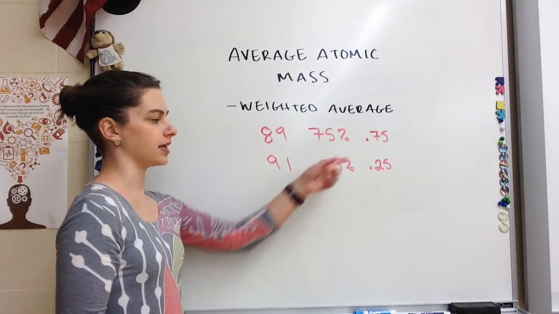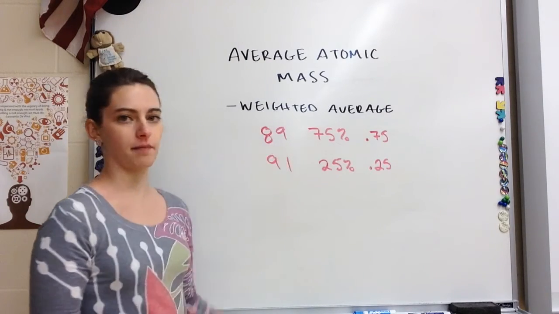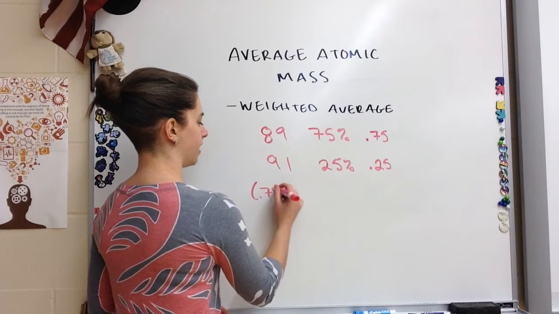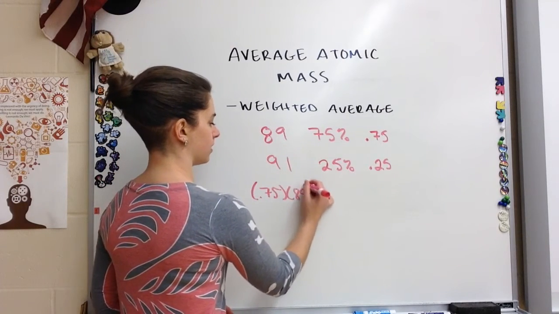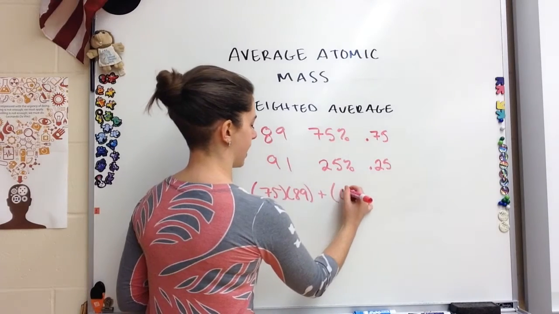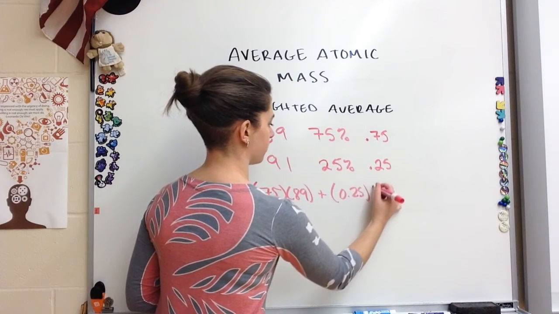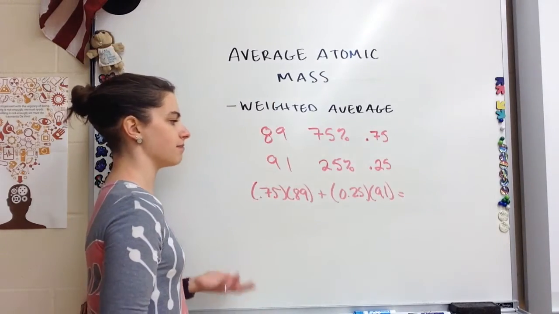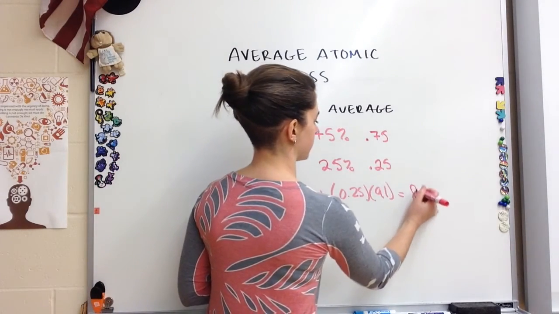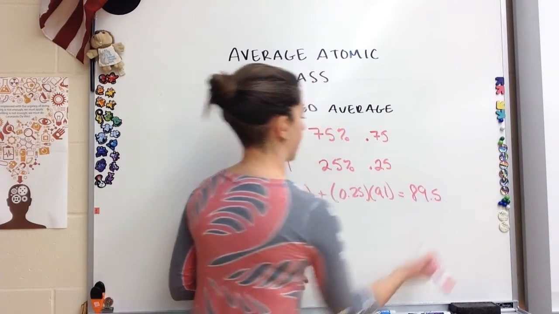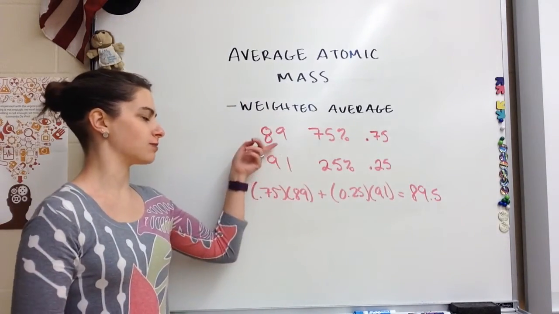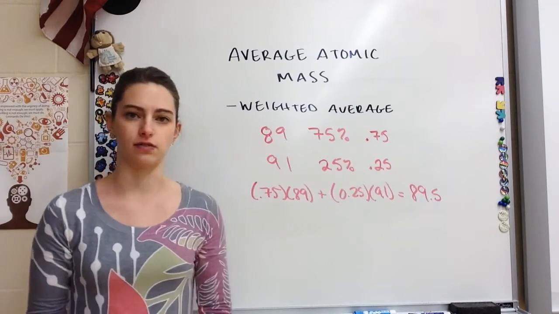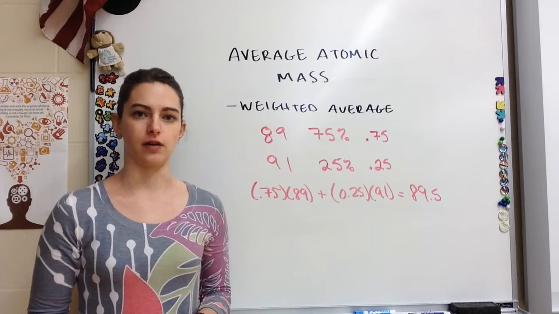And so now I'm going to take each of these decimals and multiply them by the mass and then add the two together. So I have 0.75 times 89, and then I have 0.25 times 91. And then when I do that math, my weighted average comes out to be 89.5, which tells me that since my weighted average is closer to 89, I have more isotopes with a mass of 89 than isotopes with a mass of 91.